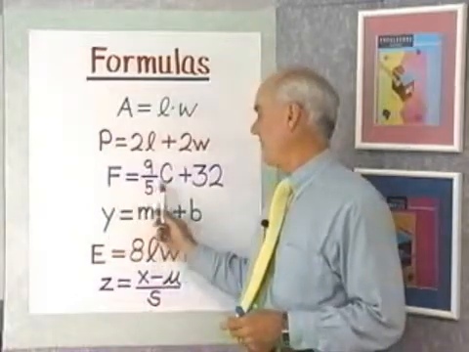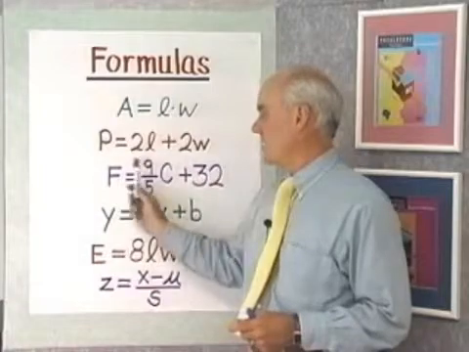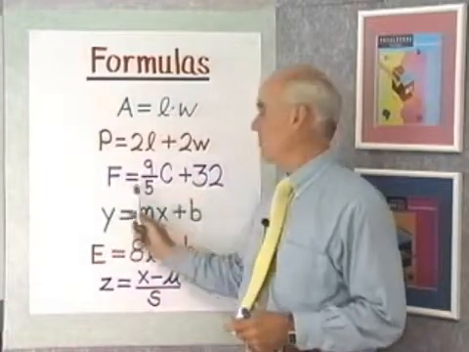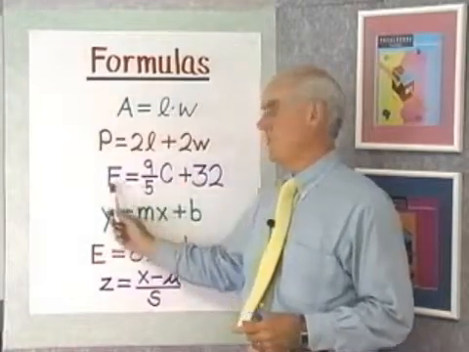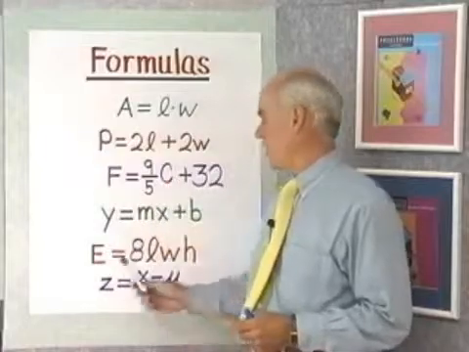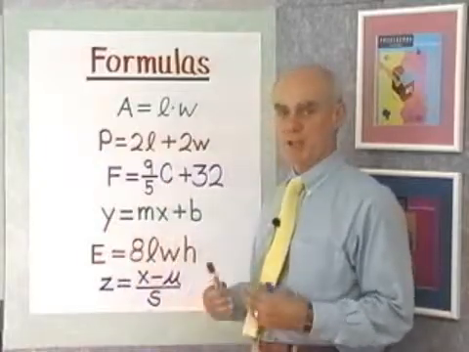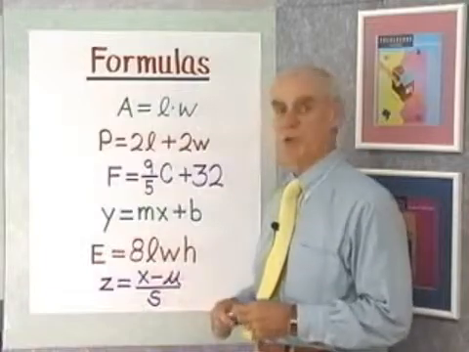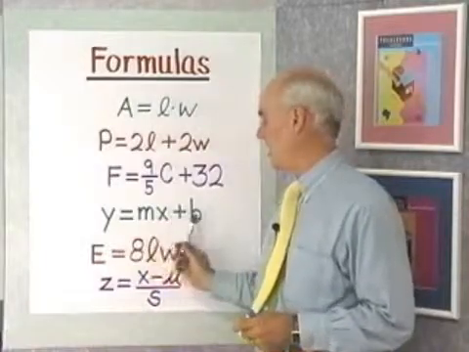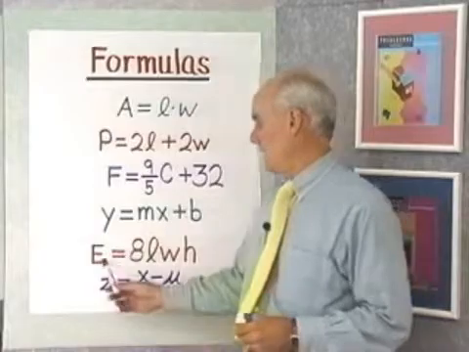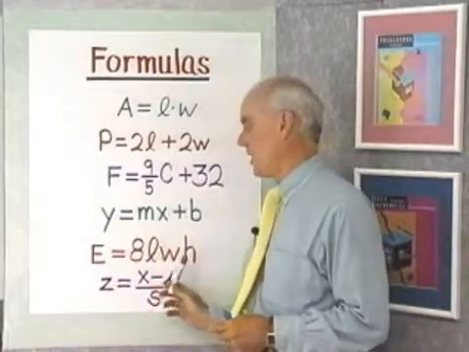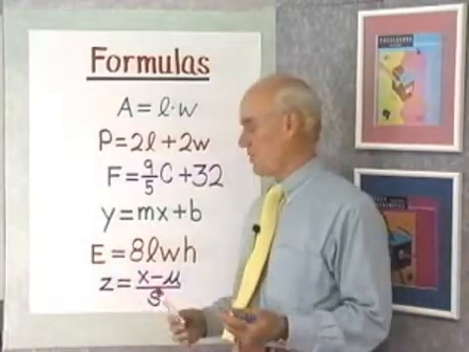F equals 9/5 C plus 32, that's the formula that gives the relationship between the two different temperature scales, Fahrenheit and Celsius. Y equals mx plus b. This turns out to be an important formula in mathematics. It's the formula for the equation of a line with a slope of m and a y-intercept of b. E equals 8 LWH is the formula for the energy in an ocean wave.